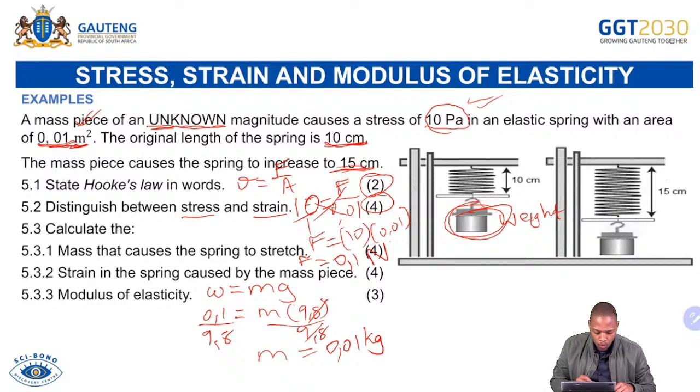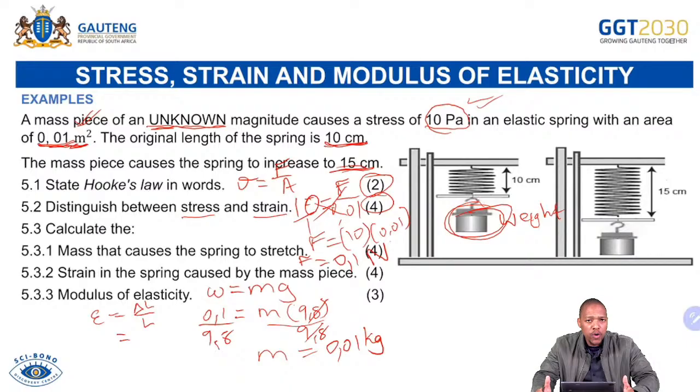The strain will be calculated using the formula: strain is the change in length over the original length. Okay, what is our change in length? Do we have our change in length in this case? Now here is where you have to be careful, grade 12. Here they said the length goes from 10 centimeter to 15 centimeter. You are not given the change in length. You are given where the length goes from to. So it means you have to get your own change in length, grade 12. So you must be careful.